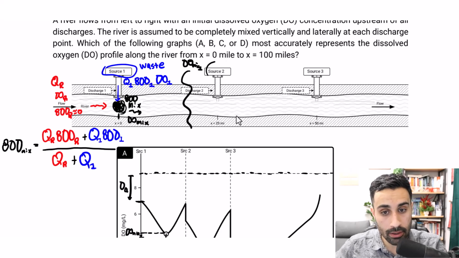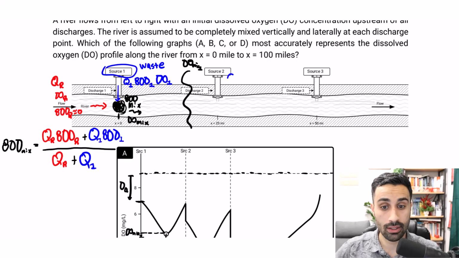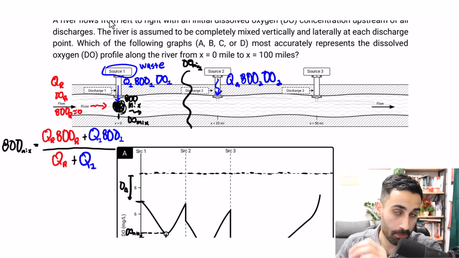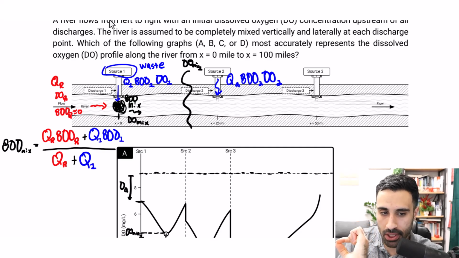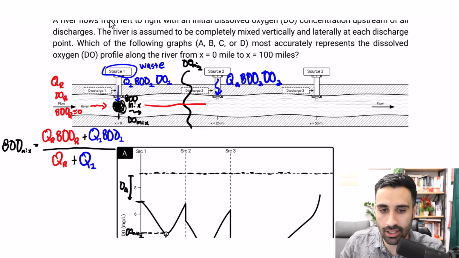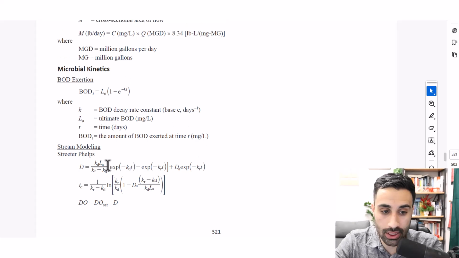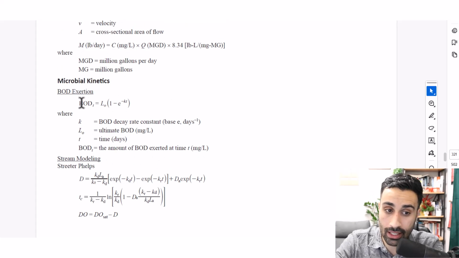So we know then we have another source that adds, let's even write this, a Q2, a BOD2, and a dissolved oxygen 2. That gets added. Now this part gets very, very tricky. We have the BOD mix here. That BOD mix does not stay constant. That BOD mix will actually decay and it will go down using this formula.